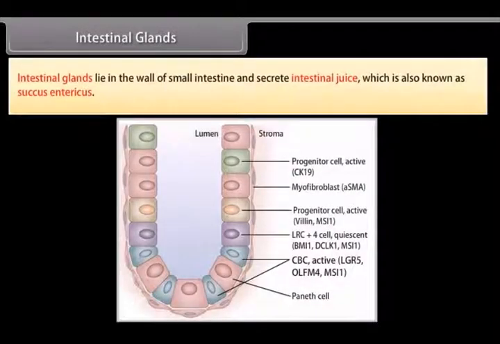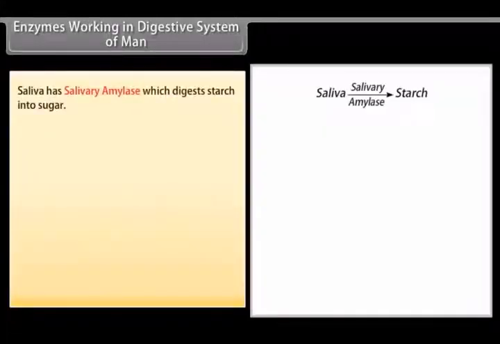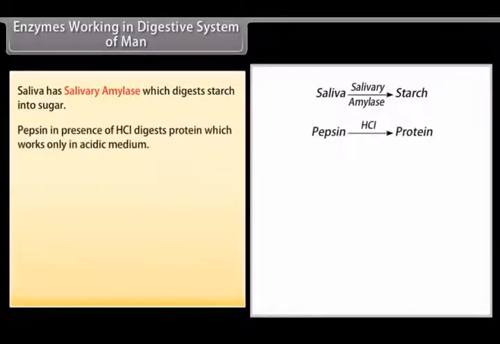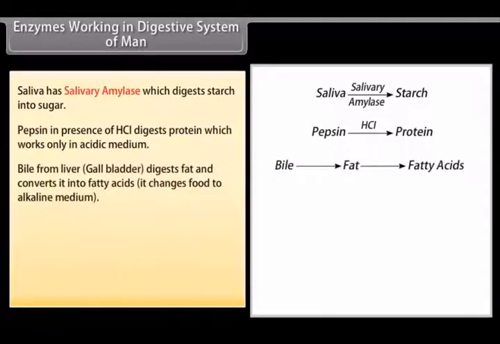Intestinal glands. Intestinal glands lie in the wall of the small intestine and secrete intestinal juice, which is also known as succus entericus. Enzymes working in the digestive system of man. Saliva has salivary amylase, which digests starch into sugar. Pepsin in the presence of HCl digests protein, which works only in an acidic medium. Bile from the liver, gallbladder, digests fat and converts it into fatty acids. It changes food to an alkaline medium.